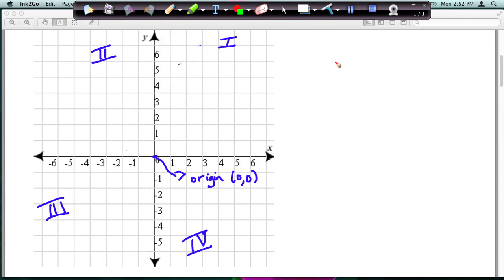Let's plot the point (1, 3). I'm going to call this A so I can label it. To plot the point (1, 3), you start at the origin, and that 1 is my x value, so that's telling me to move to the right 1. The y value is 3, and it's a positive 3, so that's telling me to move from this x value of 1, up a positive 3. So here is my point (1, 3), and I'm just going to label that A.